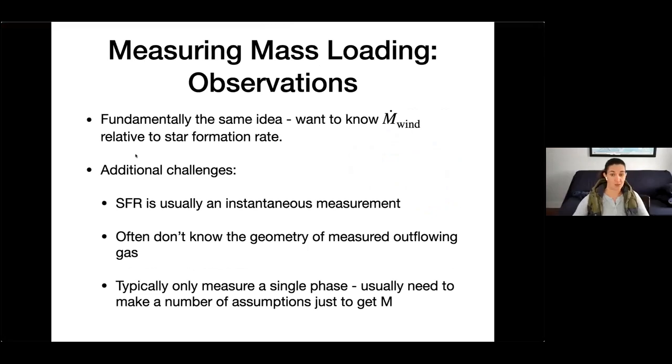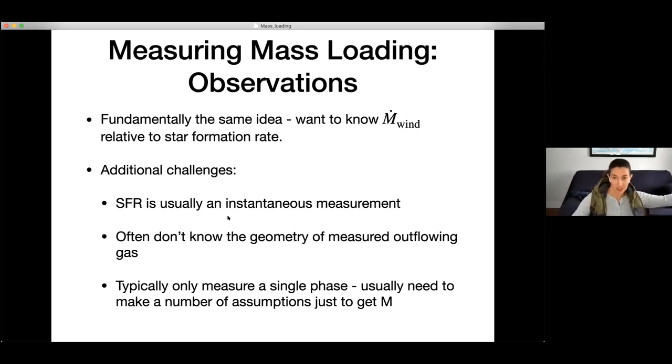Fundamentally, it's the same idea. We want to know what the outflow rate is relative to the star formation rate. There's additional challenges, though, right? Star formation rate is usually what I'll call an instantaneous measurement, right? Yes, you can do integrated star formation, but in these big samples, I think we're generally just looking at something that gives us a measure of the current star formation.